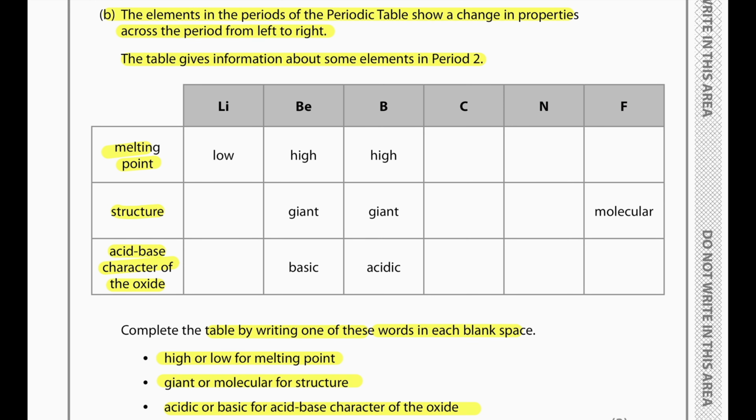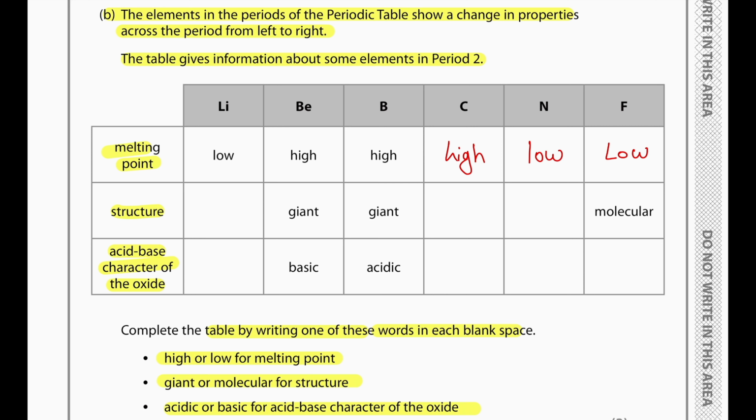So when it comes to melting point, for carbon, we know the melting point is going to be very high. Nitrogen has a very low melting point because it is a gas at room temperature. And for fluorine, definitely it is going to be low because it's also a gas.